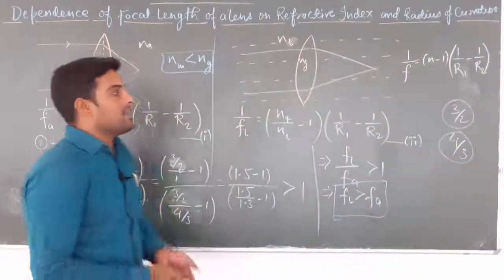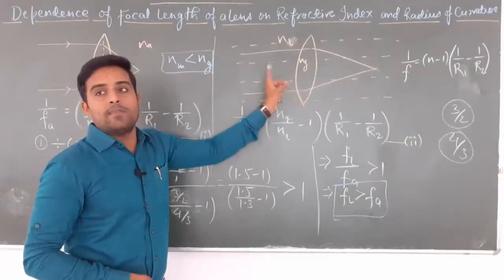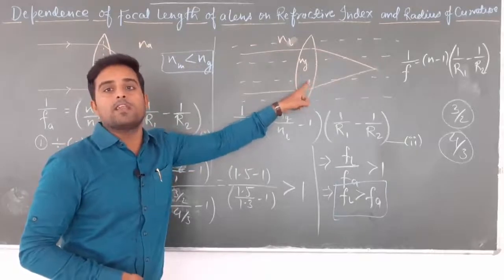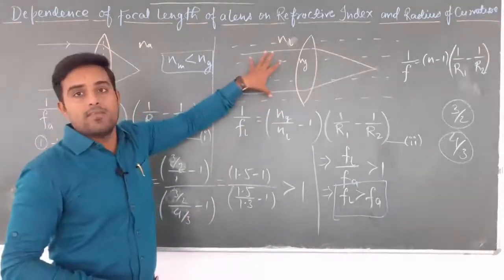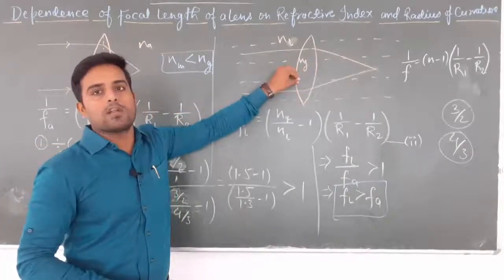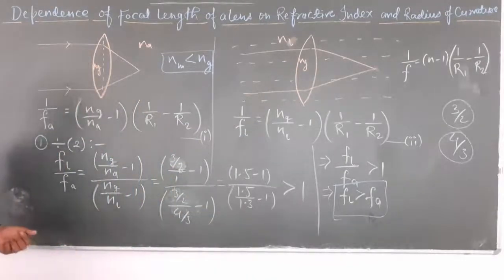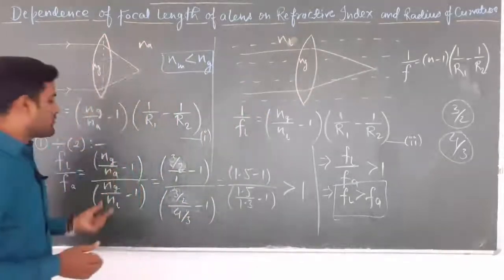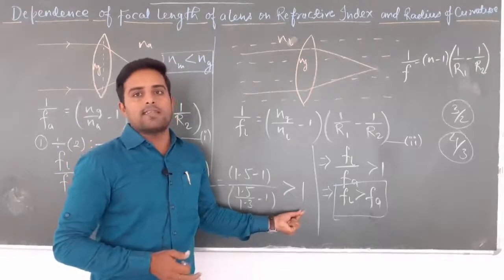So the third case is when the lens is kept in a medium whose refractive index is greater than the refractive index of the material of the lens. In the first case, we took the medium's refractive index less than the lens. In the second case, the refractive index was equal. Now, in the third case, I will consider when the refractive index of the medium is greater. So when you solve it, you will get that it will become less than 1.